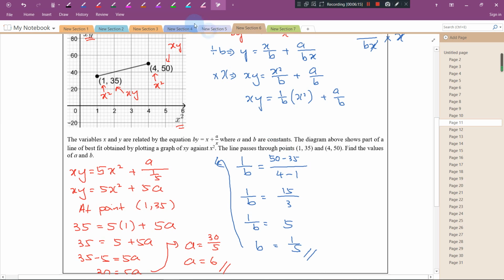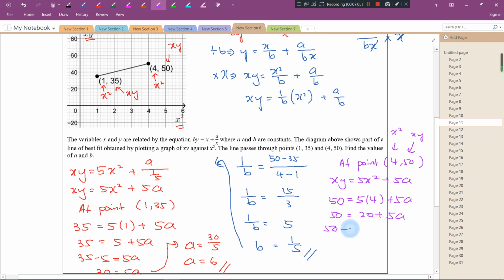Okay, I think I do it here. At point (4, 50), remember, this is x squared and this is xy. Now let me copy this function first. xy equals 5 times x squared plus 5a. xy is equal to 50. 5 times x squared is equal to 5 times 4. Don't write 4 squared, this whole thing is actually x squared. 4 plus 5a. Okay, sorry, plus. So this is 50, this is 50. Okay, so 50 minus 20 is equal to 5a. So 5a will be equal to 30. a will be equal to 30 divided by 5, which is also equal to 6.